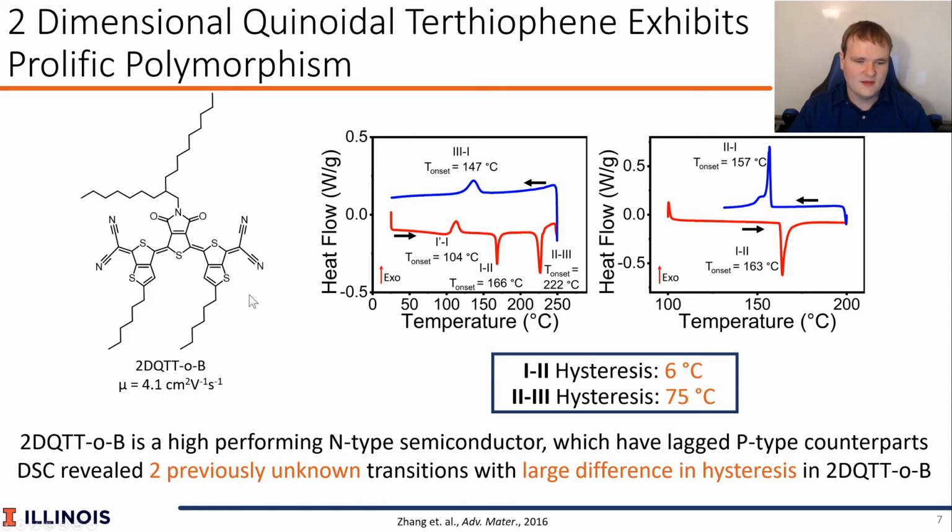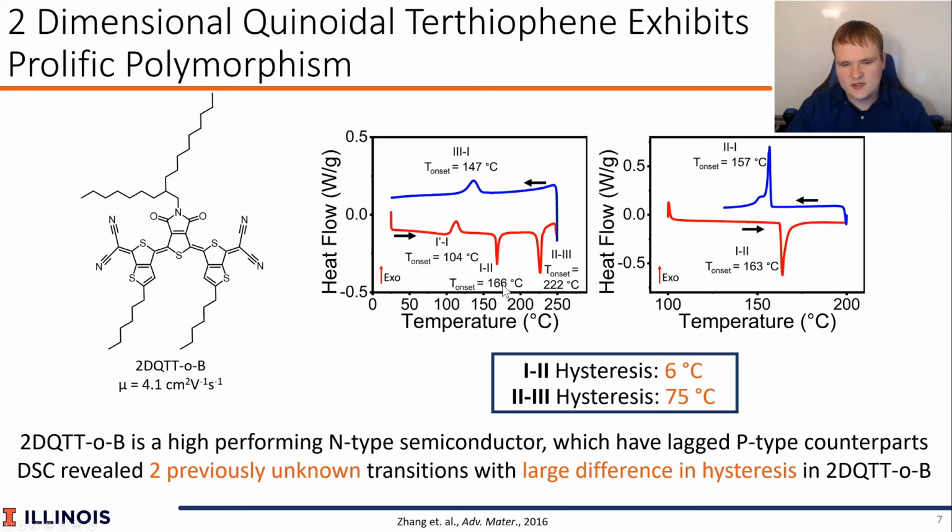The reason these N-type semiconductors have lagged behind their P-type counterparts is because they require low-lying HOMO and LUMO levels. This molecule was obtained by adding these cyano groups as strong electron withdrawing groups to break the aromatic structure and form this quinoidal core. And then the alkyl chains were added to make the molecule soluble and prevent water and oxygen from interacting with the material in the solid state.